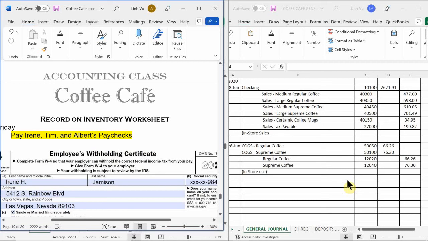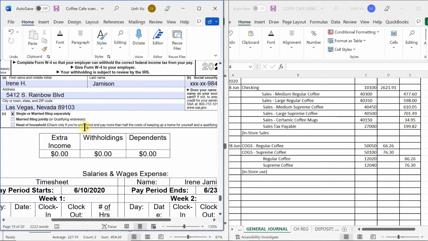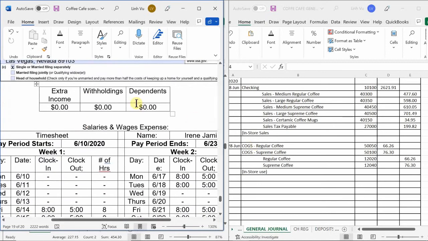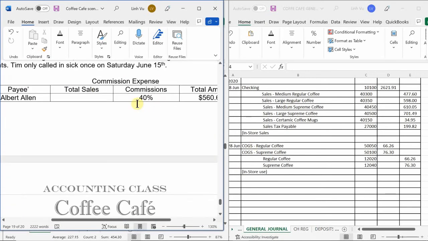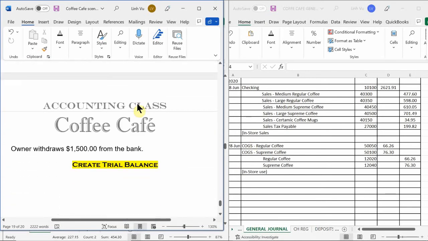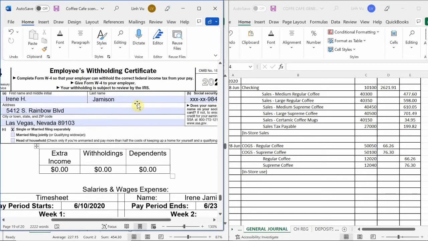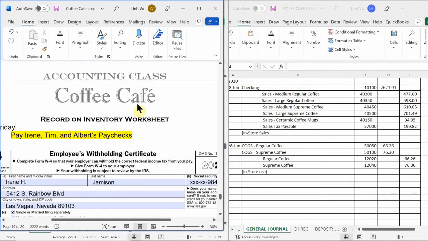All right. So the next thing that we have to do, and the last thing we have to do, because we just did our in-store sales, is pay our employees. And also pay for yourself. So now we have to pay Irene, Tim, and Albert's paycheck.